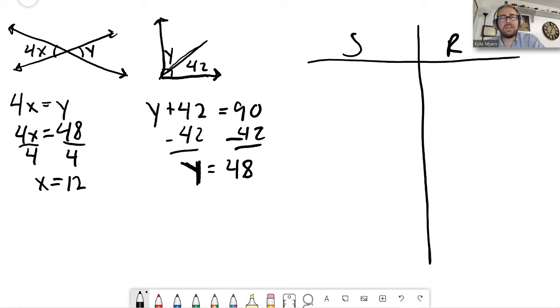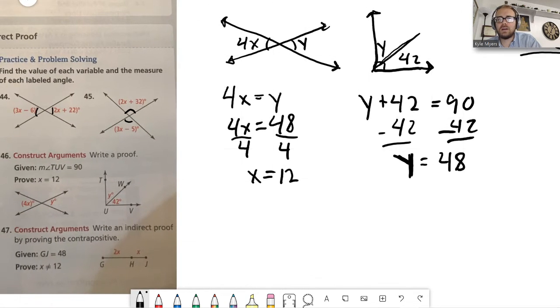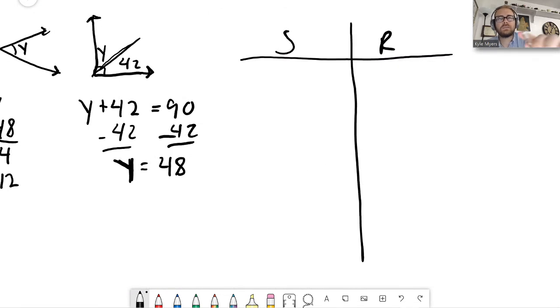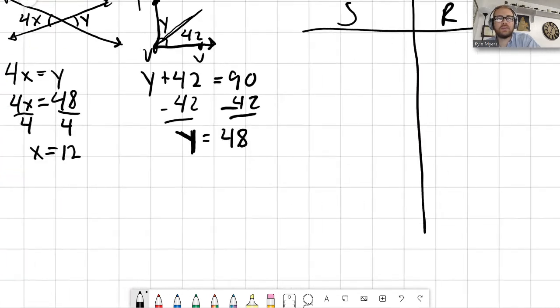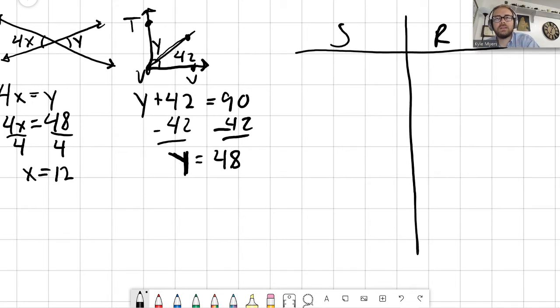We're given the pictures, which you can't really say given the pictures, but we can say that this angle here is 90, and that was TUV. And then the other thing is W. Okay, that's all I needed. Now I can do the proof. This is W. That way we can give appropriate names.